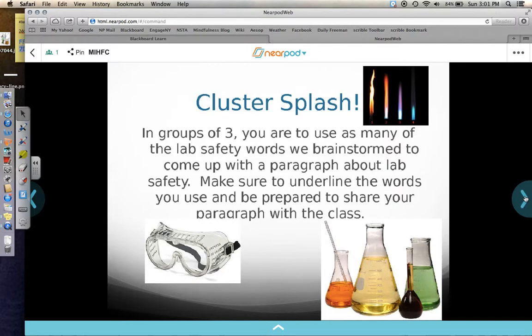Maybe I would limit it, maybe I'd only write a few words, because obviously there's going to be overlap. But use as many of the lab safety words to come up with a paragraph about lab safety, what they think. And I want them to underline the words that they use and be prepared to share their paragraph with the class. And again, this wouldn't be done on the computer.